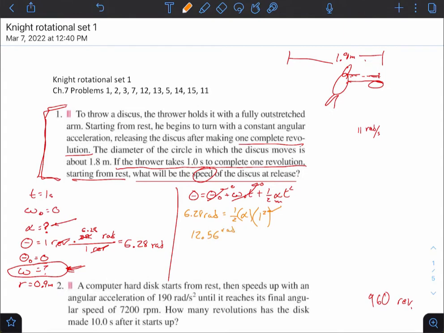radians per second squared. And again, I don't usually round until I get to the very end of whatever they're asking me to solve for. And then we can plug that into the first equation, solve for the final velocity, omega equals omega naught plus alpha t. And from this point, it's basic algebra and plug and chug. So that times the time of 1 second, which is going to give you 12.56 radians per second.